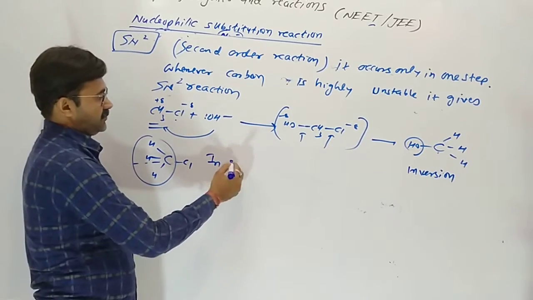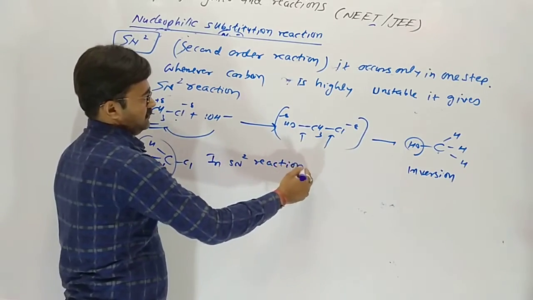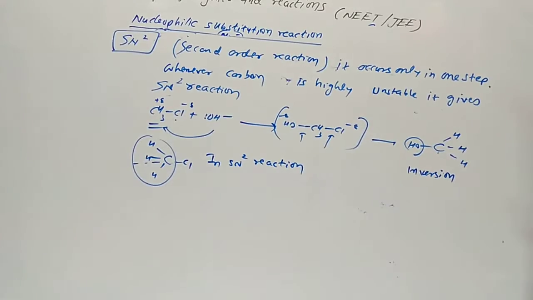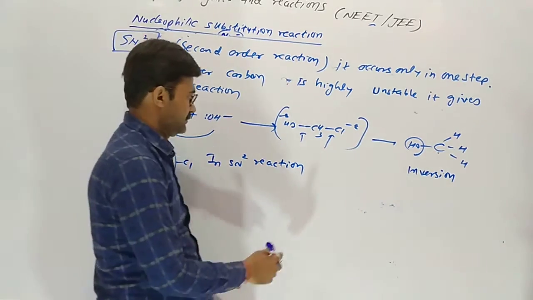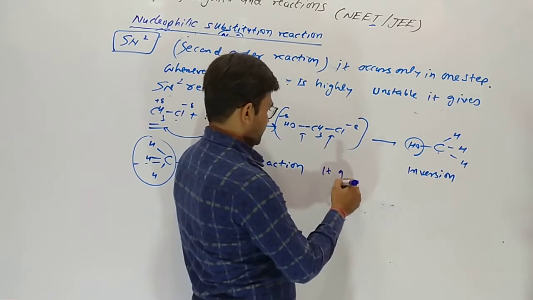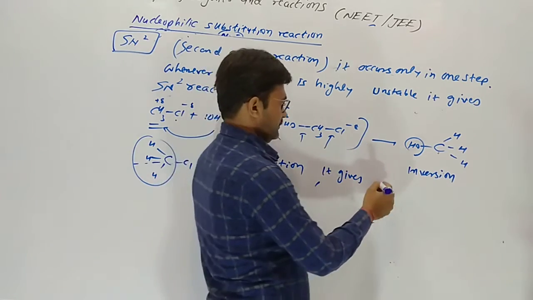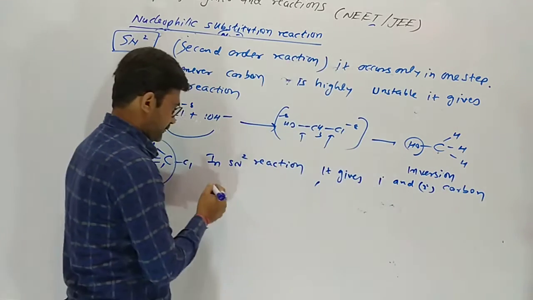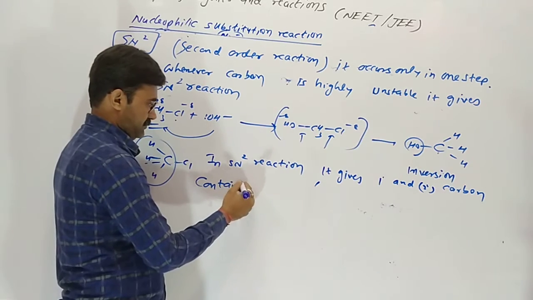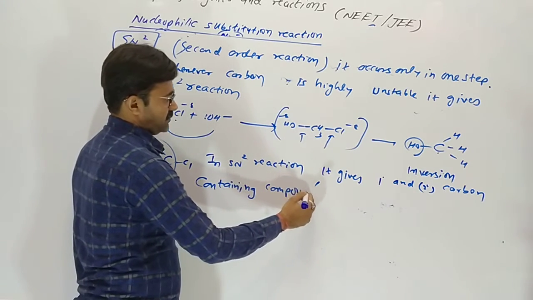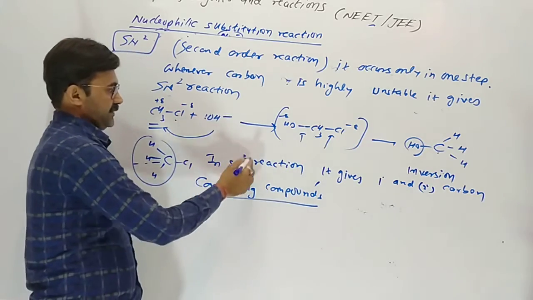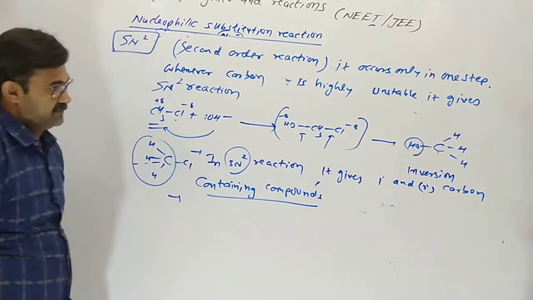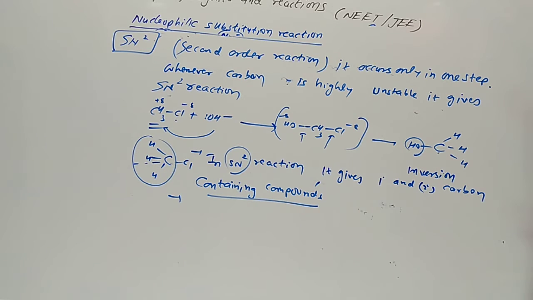In an SN2 reaction, it gives primary and secondary carbon containing compounds. Which type of compound gives the SN2 reaction? Primary and secondary carbon containing compounds generally give the SN2 reaction.